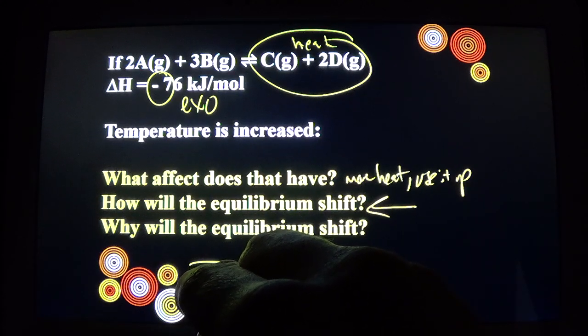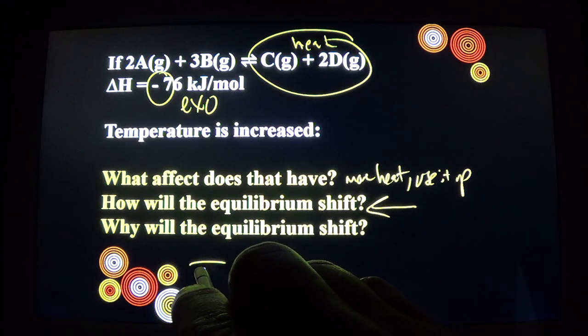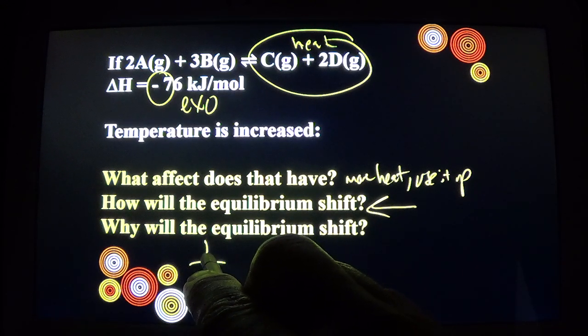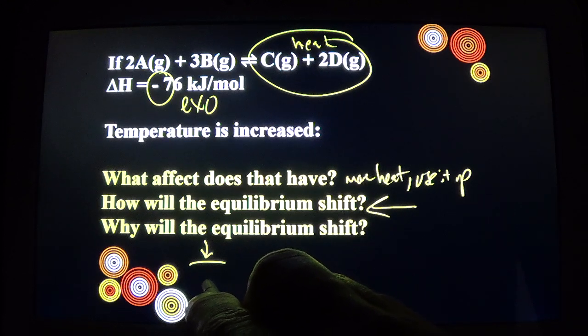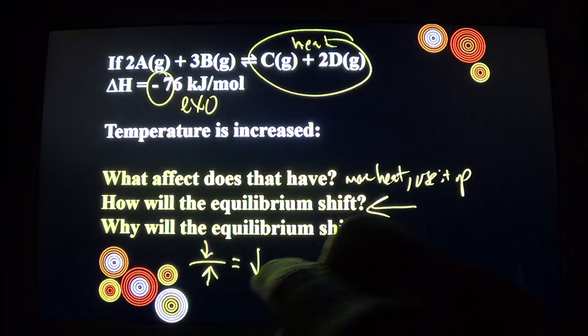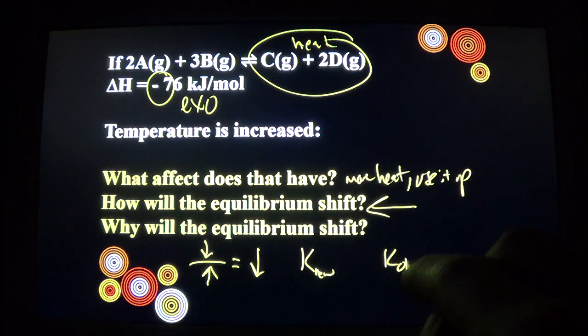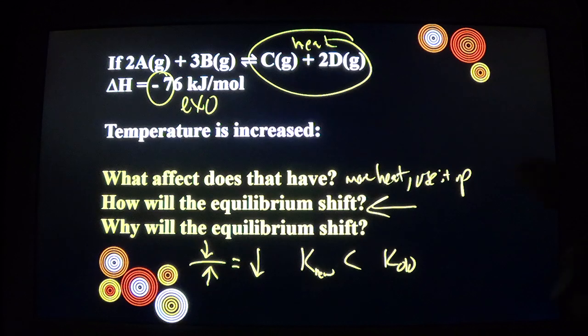Okay, I'm going to try this one last time and see if I can not flip it. We have less products. We're going to get more reactants. That's going to give me a smaller number. So when I compare my two K's, my new K is going to be less than my old K was. Woohoo, I actually got through that.